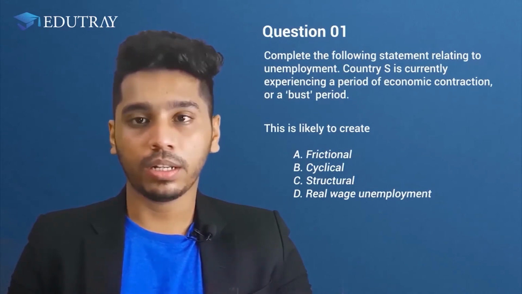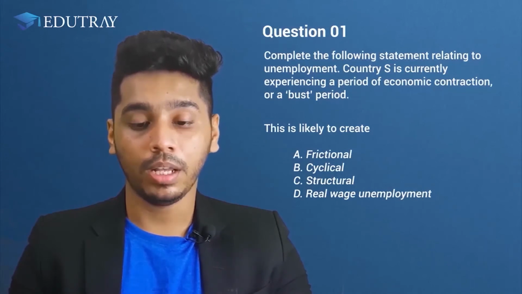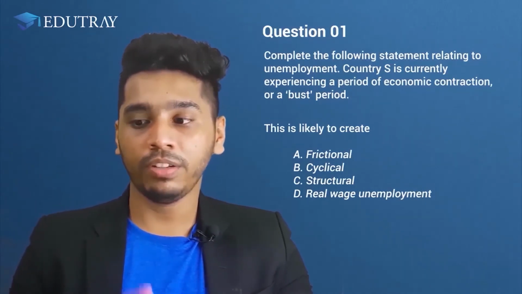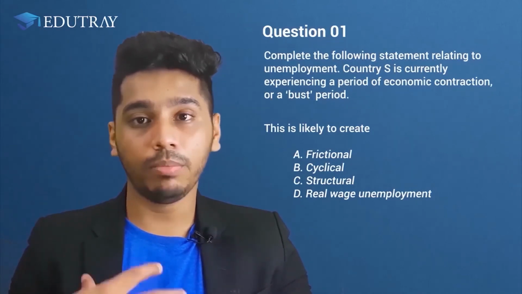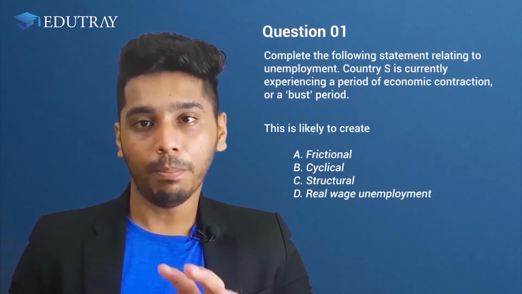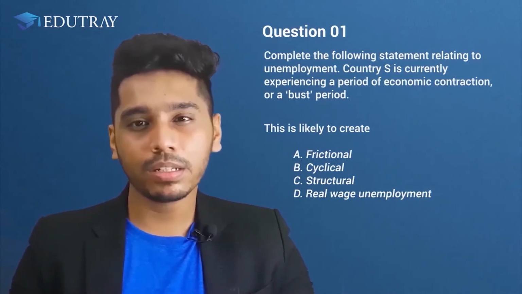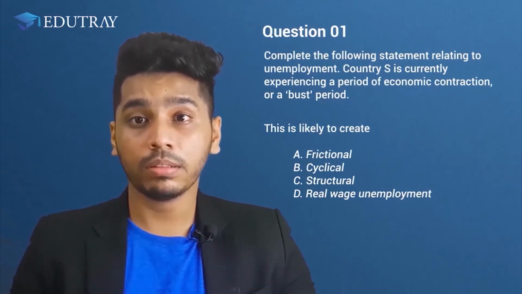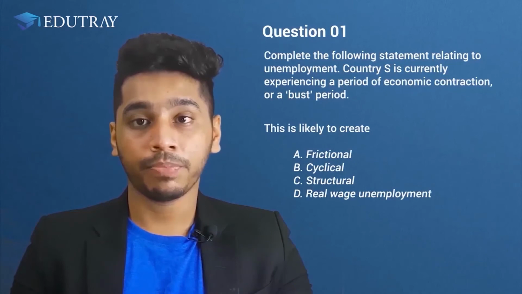Option 1 is frictional. Frictional is what? A short-term unemployment time period when employees are moving from one job to another. Take an actor. The actor will be acting, working on a particular project. Before moving on to a second project, the actor will be on a break for maybe 10 days, maybe 20 days, maybe 1 month. That short-term unemployment period is frictional.